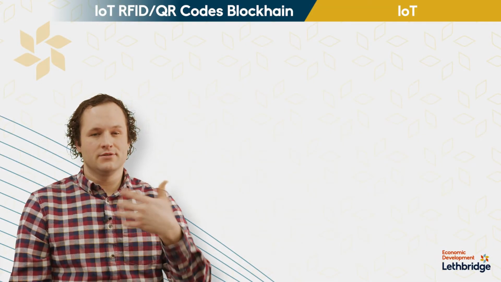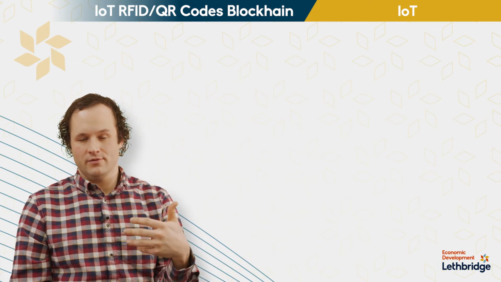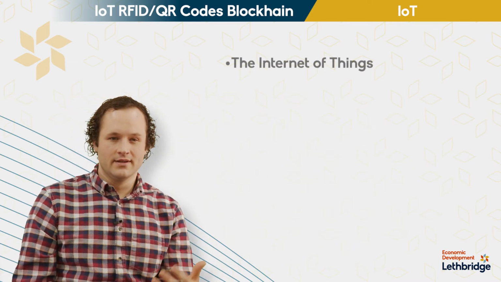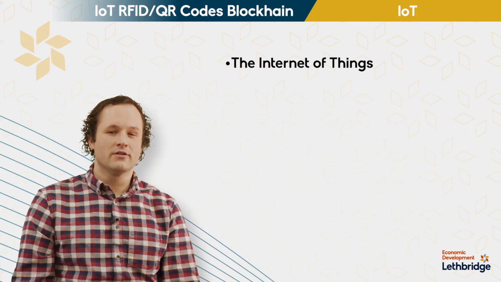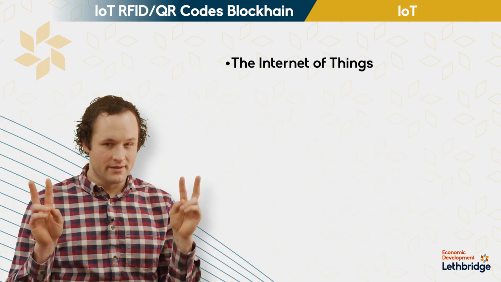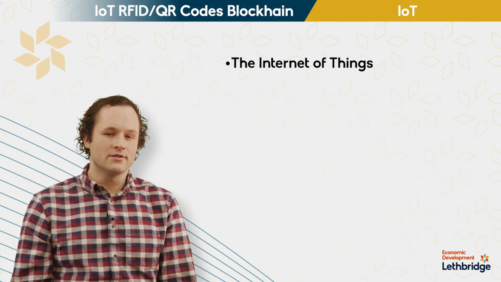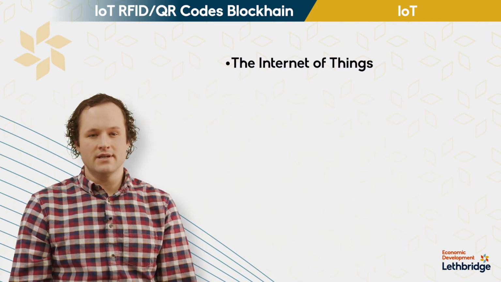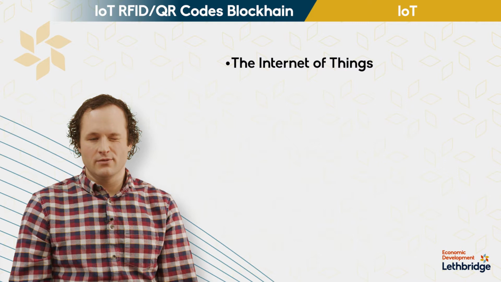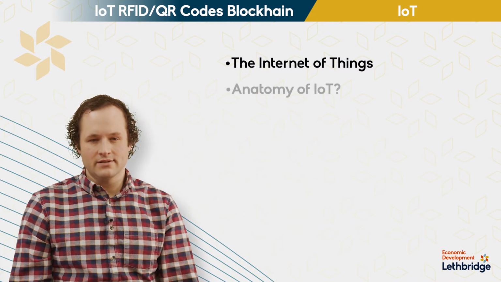Taking that example of the digital anatomy even further, we have to explore things like the Internet of Things. The Internet of Things is literally a network of physical objects, known as things, that are built with sensors, software, and other technology for the purpose of interconnecting and sharing data using the Internet. So what exactly is the anatomy of IoT?